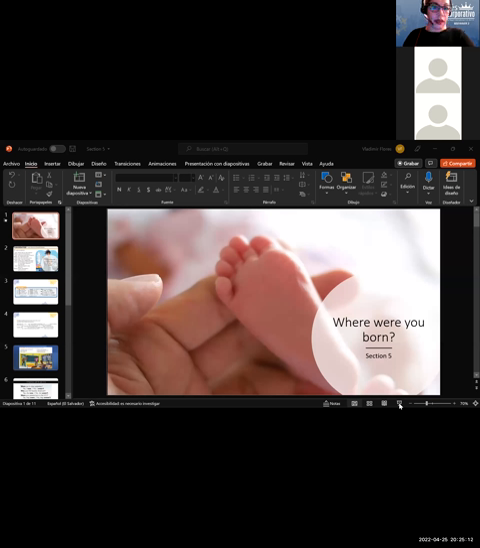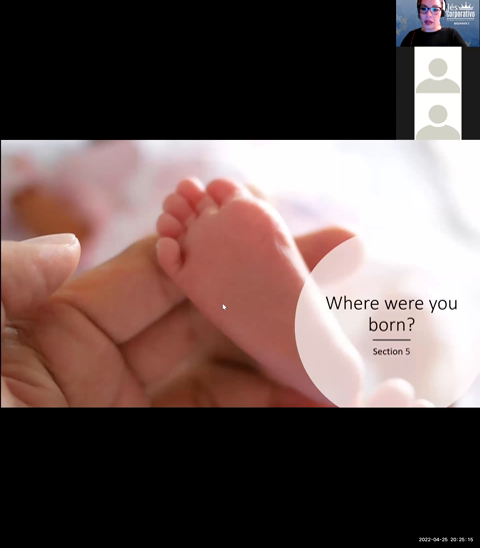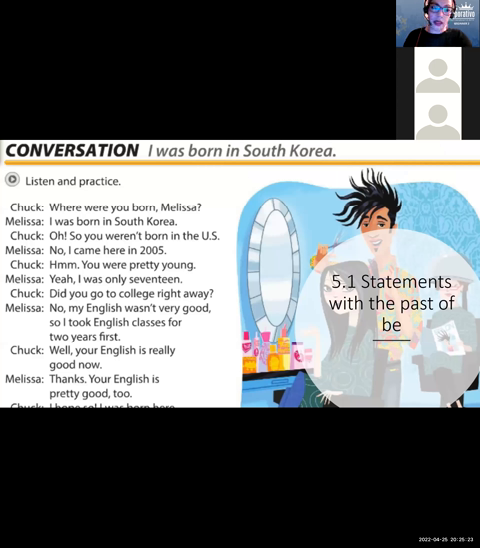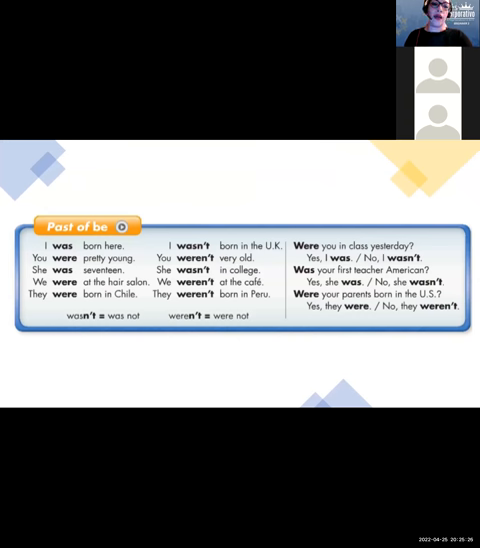Okay, so let's see, and this is the presentation that I sent over for you about section number 5. Conversation, we already did this part. And now about the past of be, let's remember that it's conjugated in two ways, was and were. For I, he, she, it, we use was. And you, we, and they, we use were. Both mean to be in the past, right? Fui, estuve, fuiste, estuviste, etc.